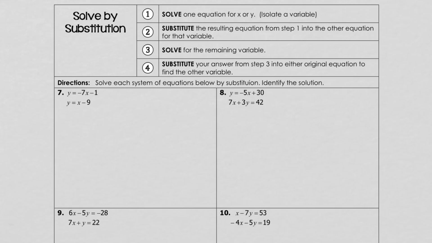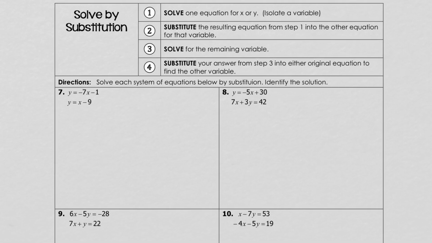So I like the way this is set up for substitution because it shows step by step how you're supposed to do it at the top. So you first need to solve one equation for x or y. So you're isolating a variable. It doesn't matter which one. Then you're going to substitute the resulting equation from step 1 into the other equation for that variable and solve for the remaining variable. Then you will substitute your answer from step 3 into either original equation to find the other variable.